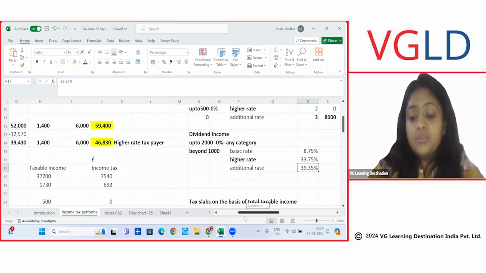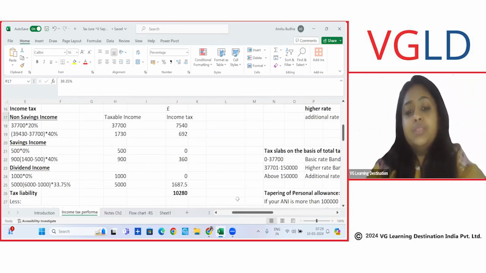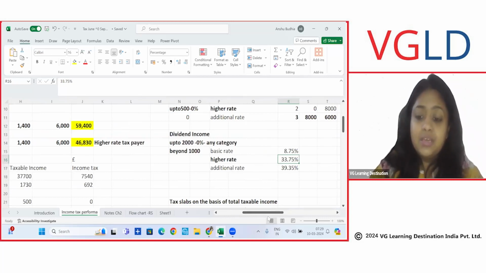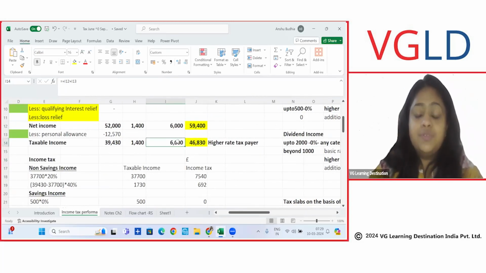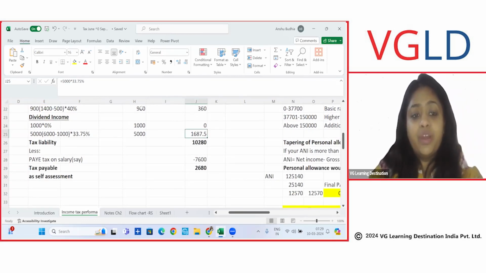Right now, the taxpayer, Richard, is in the higher rate band category. So what is the tax rate to be applied here? 33.75%. Out of 6,000, 1,000 is covered by the nil rate band. The remaining 5,000 will be subject to 33.75%. So we will do 5,000 multiplied by 33.75%, and now we have our dividend income tax as well.